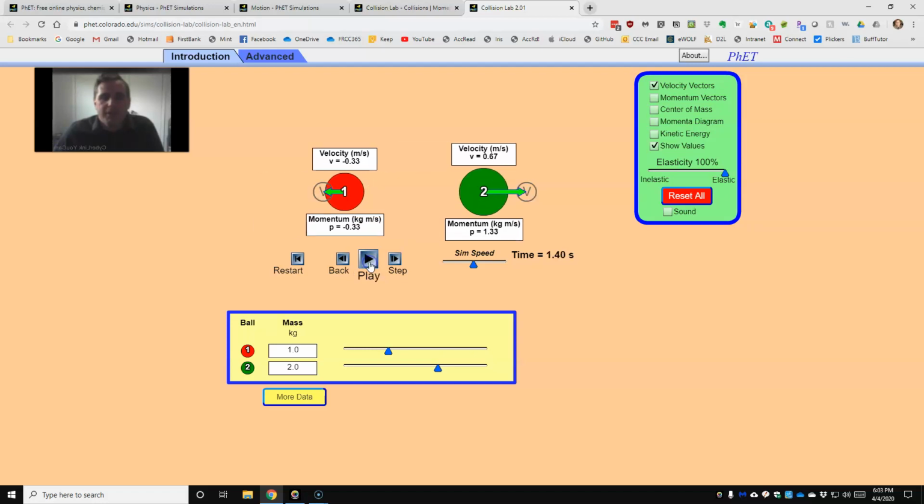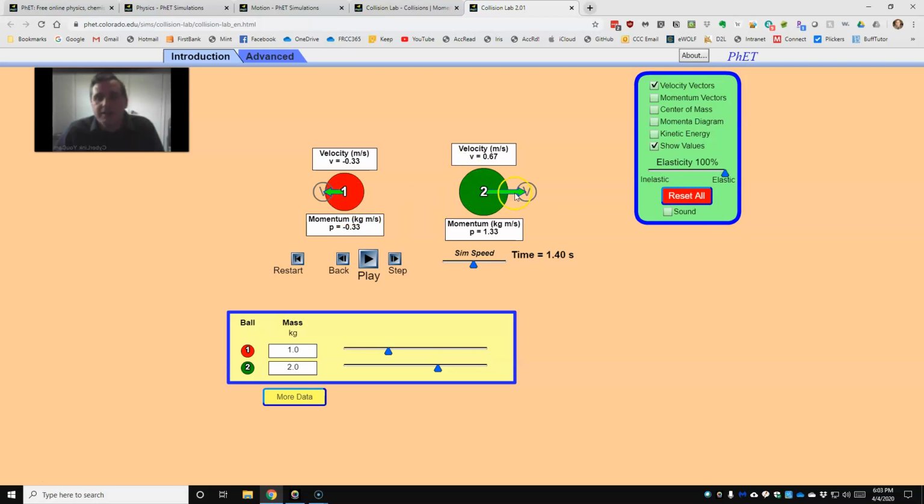Notice what happens. Ball 1 hits ball 2. It was moving at 1 meter per second. Ball 1 rebounds back with negative 1/3 meter per second velocity. Okay, remember the direction's important here. Momentum is a vector. Negative means to the left. When it comes to momentum, the momentum is negative 1/3 kilogram meters per second. Okay, that's because it's 1 kilogram times negative 1/3.